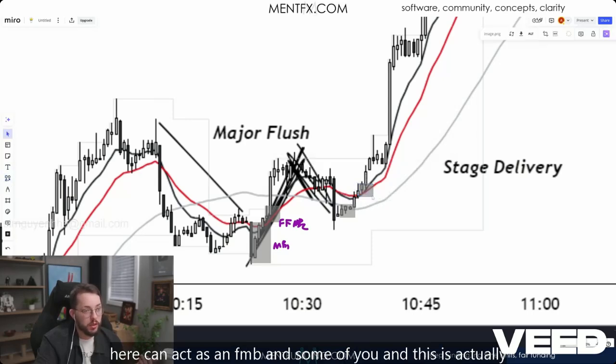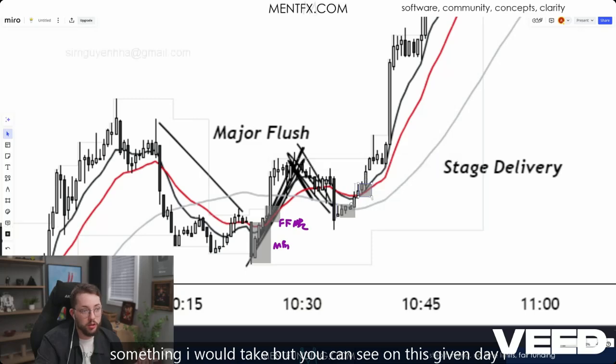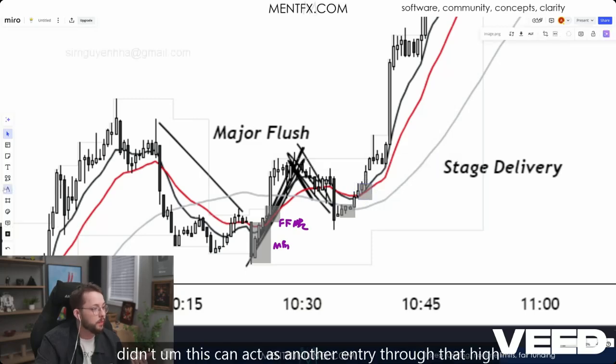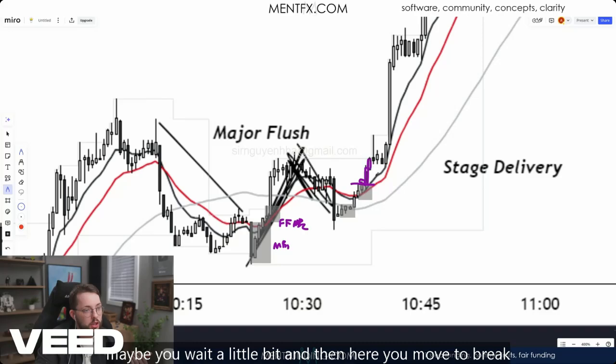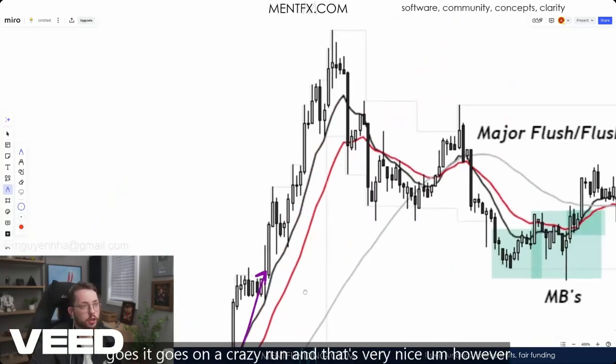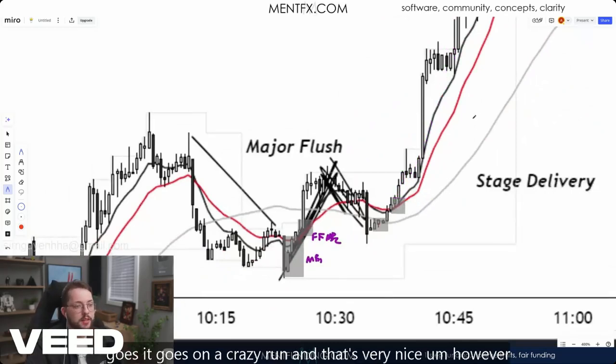And some of you, and this is actually something I would take, but you can see on this given day I didn't. This can act as another entry through that high itself, and you get tapped in here. As this validates higher, maybe you wait a little bit, and then here you move to break even, you move your stop, and then this takes off, right? It goes on a crazy run, and that's very nice.